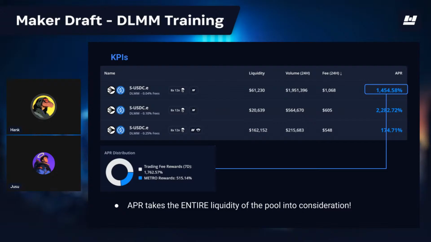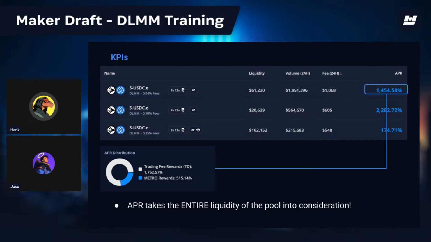Then on the pool page, we have KPIs, and I just see this is the old one. So this slide will need an update, and I can showcase that also later in the decks directly. So you will see APR, and you can see from the APR how much comes from trading fees and how much comes from Metro rewards. This was from some time ago, where you can also see when you hover over the distribution how much fee rewards and how much Metro rewards are making up the APR.